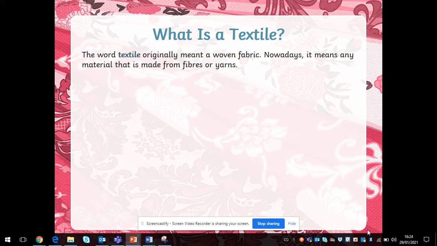The word textile originally means a woven fabric. Nowadays, it means any material that is made from fibres or yarns. So if you have to think now, can you think of anything that is made from any fibres? Give you a hint, things like what you wear, what you carry things around in. Okay, so let's have a look at this.